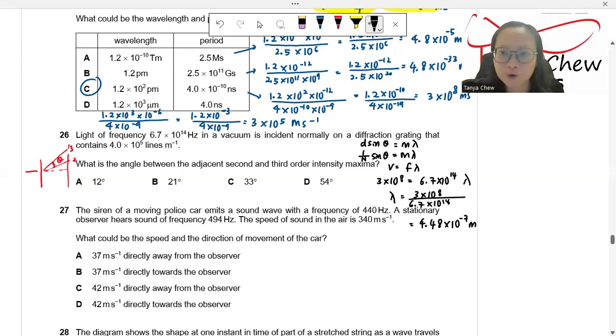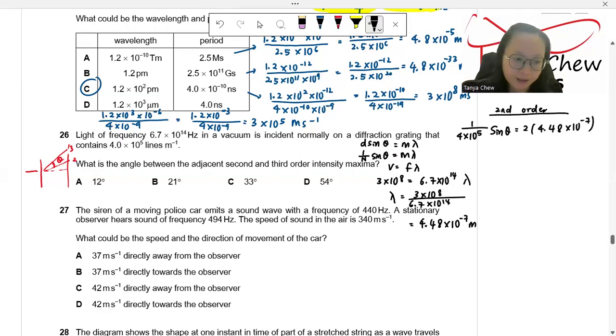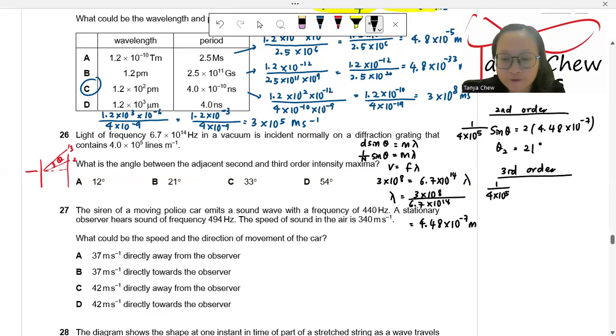So for the second order, 1 over 4 times 10 to the power of 5, sine theta is equal to 2 times lambda, 4.48 times 10 to the power negative 7. Theta for the second order is equal to 21 degrees. For the third order, 1 over 4 times 10 to the power 5, sine theta third order is equal to 3 times 4.48 times 10 to the power negative 7. Theta 3 is equal to 33 degrees.